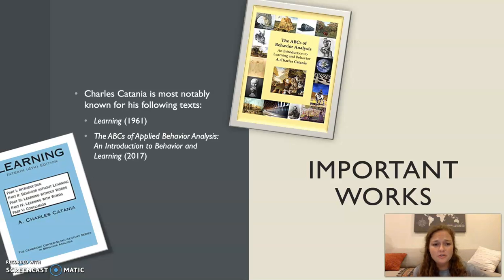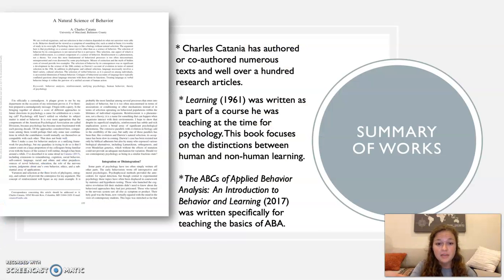So he's most notably known for the following texts: Learning, 1961, and the ABCs of Applied Behavior Analysis, an Introduction to Behavior and Learning. The ABCs is actually a textbook that he had designed, and Learning was a book that he made specifically for a psychology class that he was teaching, which I'll tell you a little bit more about here.